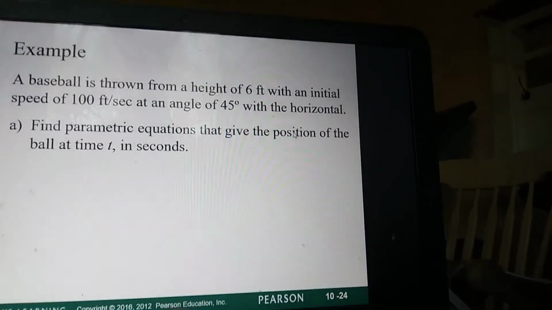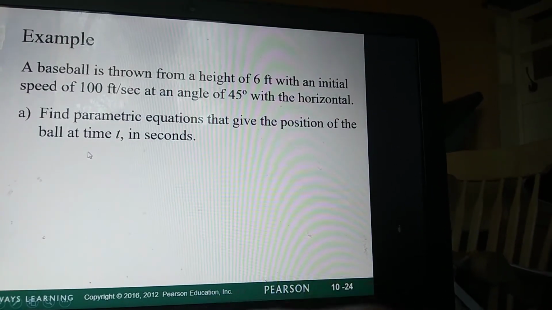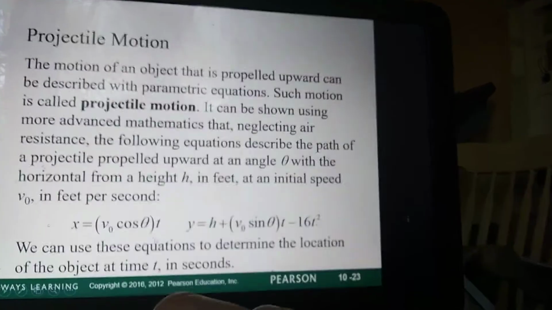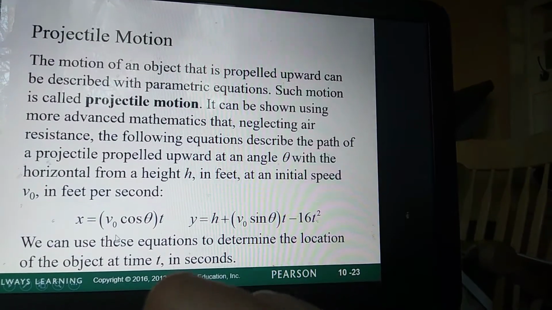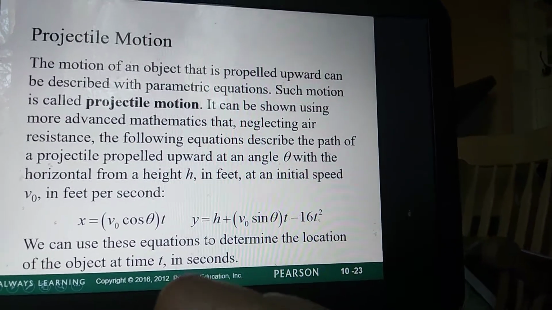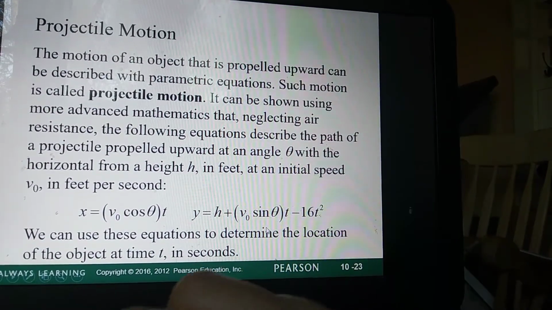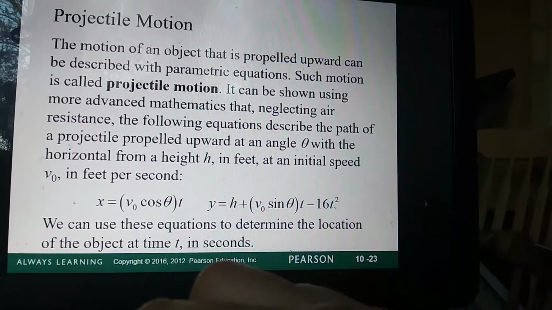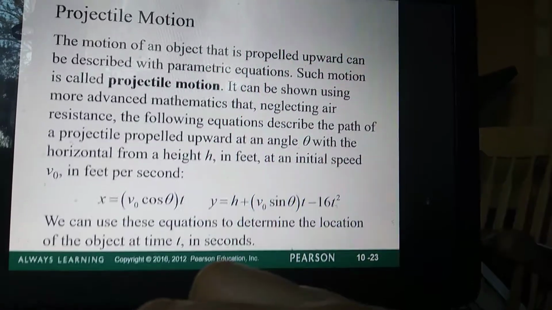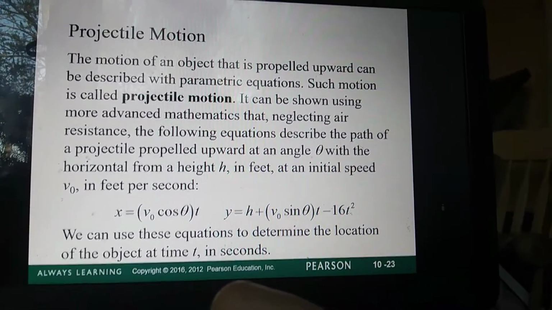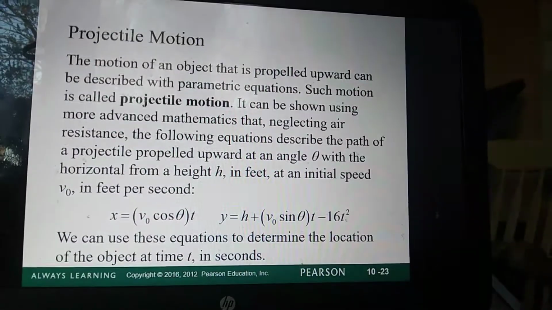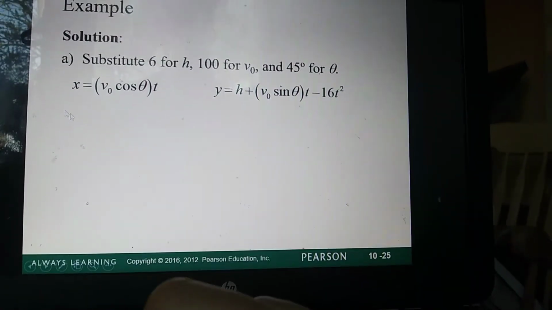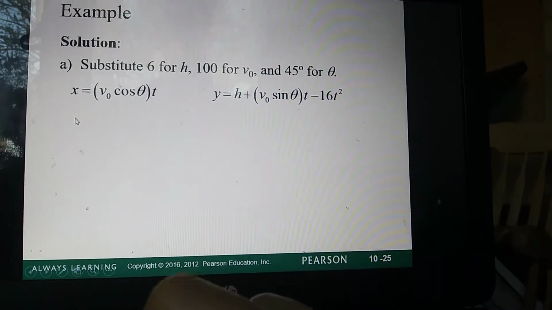First thing we want to do is find parametric equations that give the position of the ball at time t. So I want you to just look back here to this slide. This is our expression for x in terms of projectile motion. This is our expression for y. A little different for y because remember, these are just your x and y components. And when you have y, you have to deal with gravity. So for the first one, we're just going to use those 2 expressions and plug in the information we have.